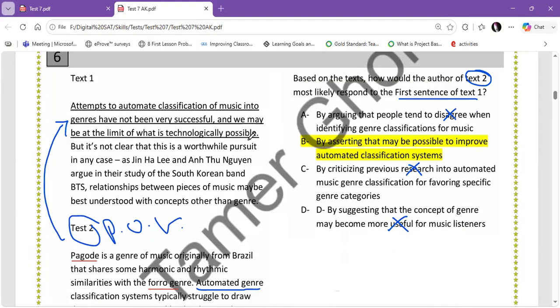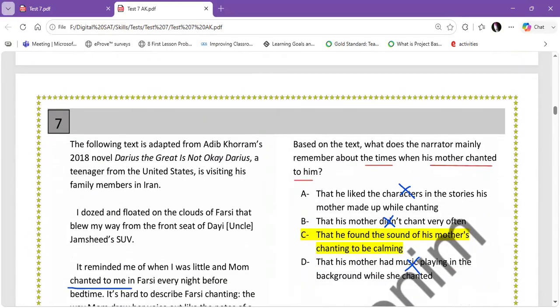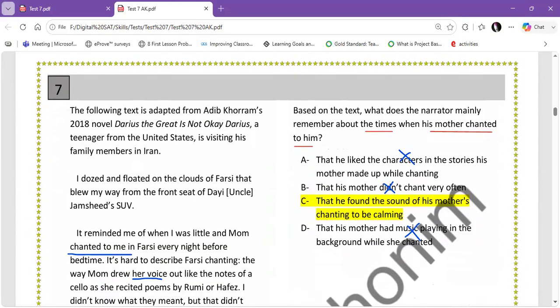Again, all of you got it right. Number 7. Let's see together. One of the clues for the detailed question, because the detailed question is actually one of the sub-scales for main idea and details that we find in domain 1.